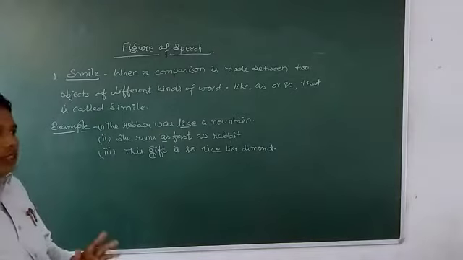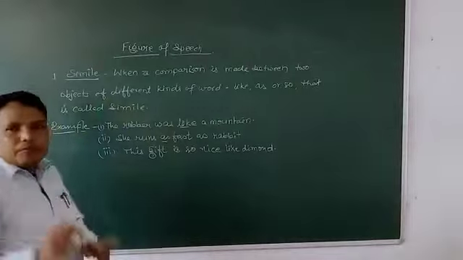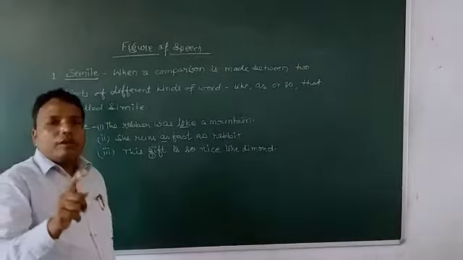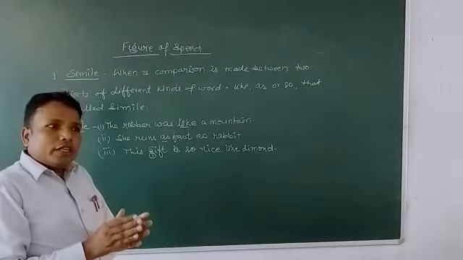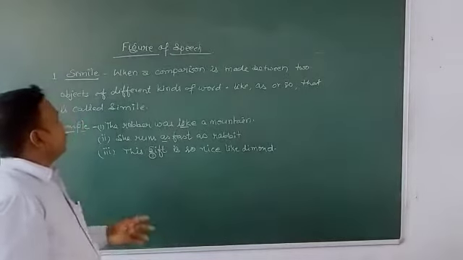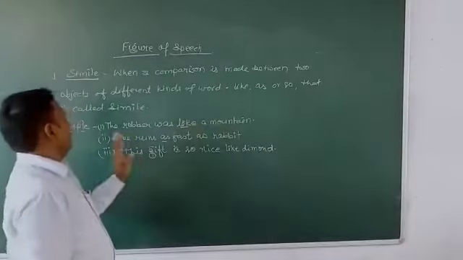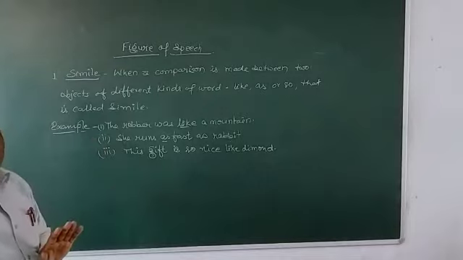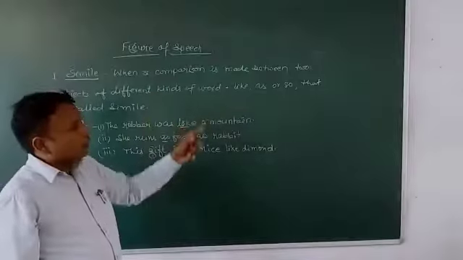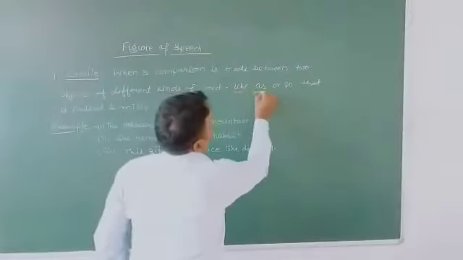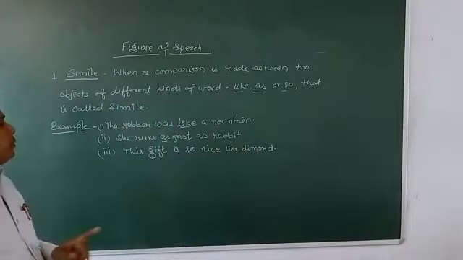Simile. What is simile? A comparison is made between two objects having the same quality. We use different kinds of words like "like," "as," and "so." That is called simile. When a comparison is made between two objects using words like "like," "as," and "so," these are the comparing words by which two objects are compared.